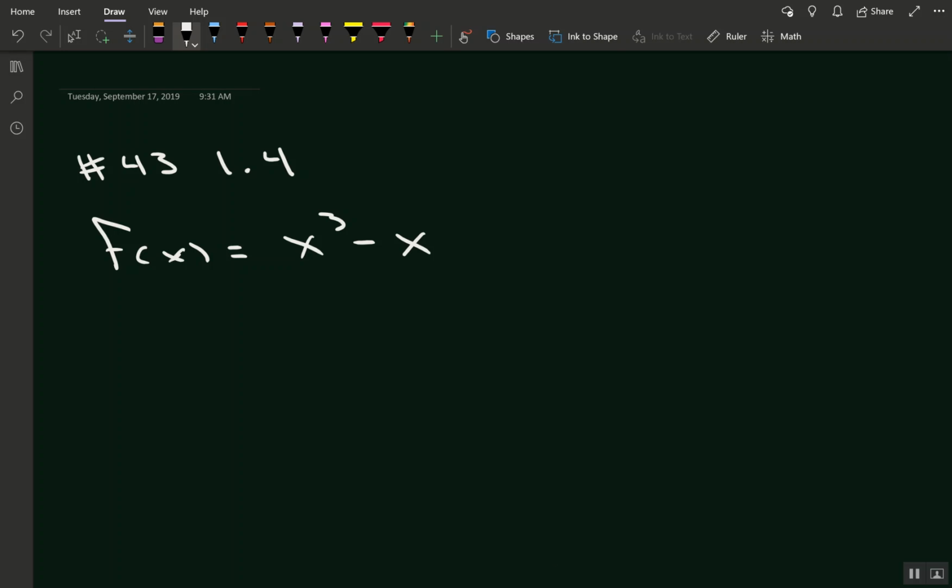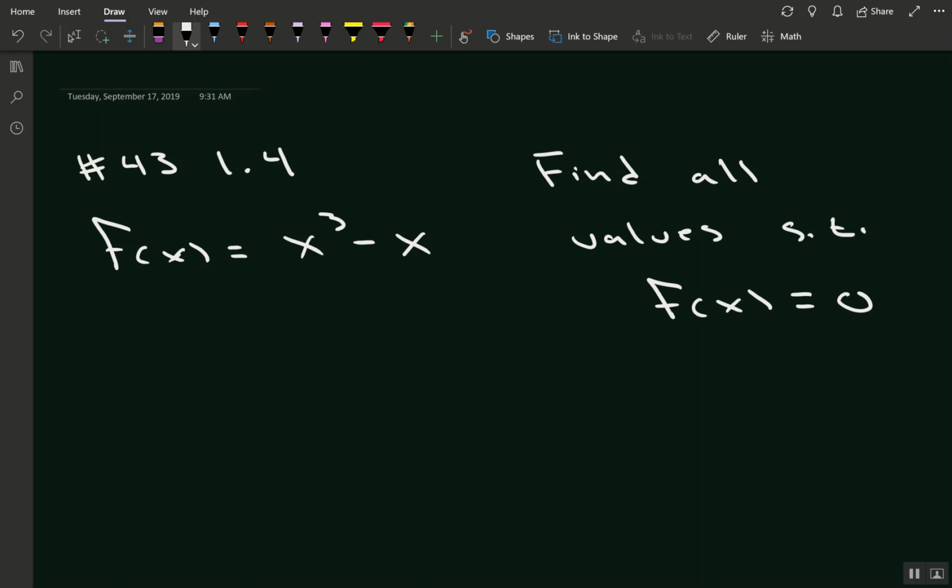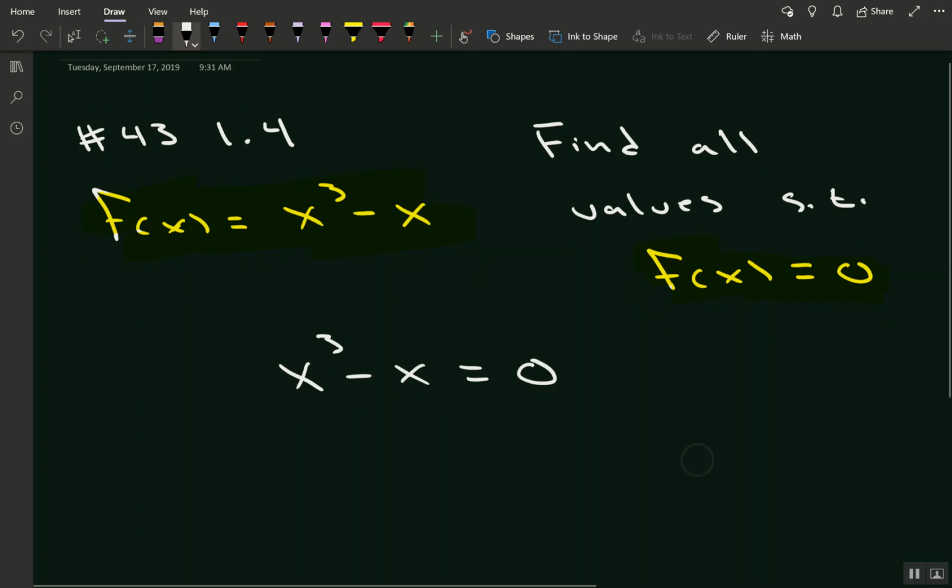Well, if you see the instructions, it says find all values x such that f of x is equal to 0. So the thing about this is if f of x equals 0, and f of x equals x cubed minus x, then x cubed minus x has to equal 0. So they're just asking you to set this equation equal to 0. Since f of x is equal to x cubed minus x, and f of x is equal to 0, then we just simply say x cubed minus x is equal to 0.